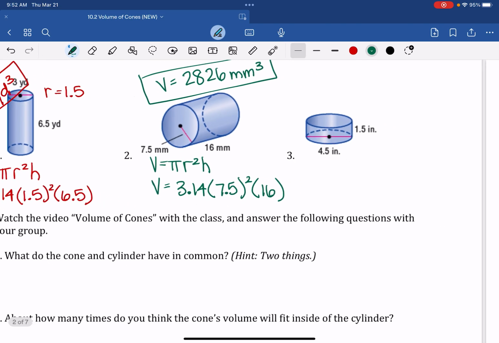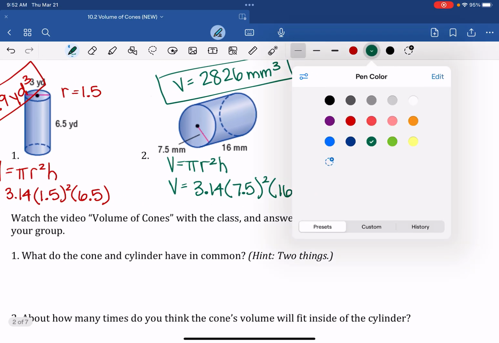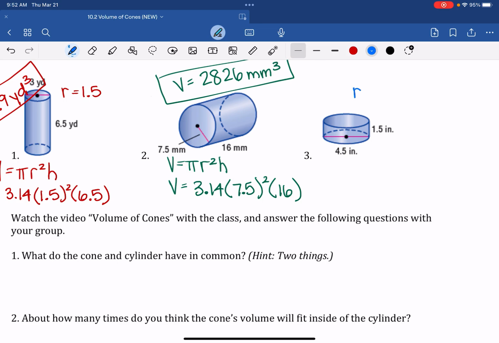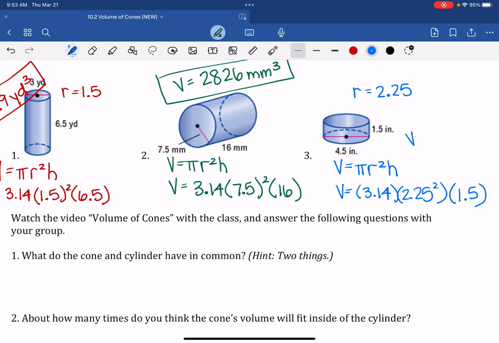Okay, and then this last one, we need to find the radius. So I'm going to divide that diameter in half. So I know the radius is 2.25. And write down the formula. So I know I'm going to have 3.14 for pi. The radius is 2.25. And the height is 1.5. So then the volume is 23.8 inches cubed.